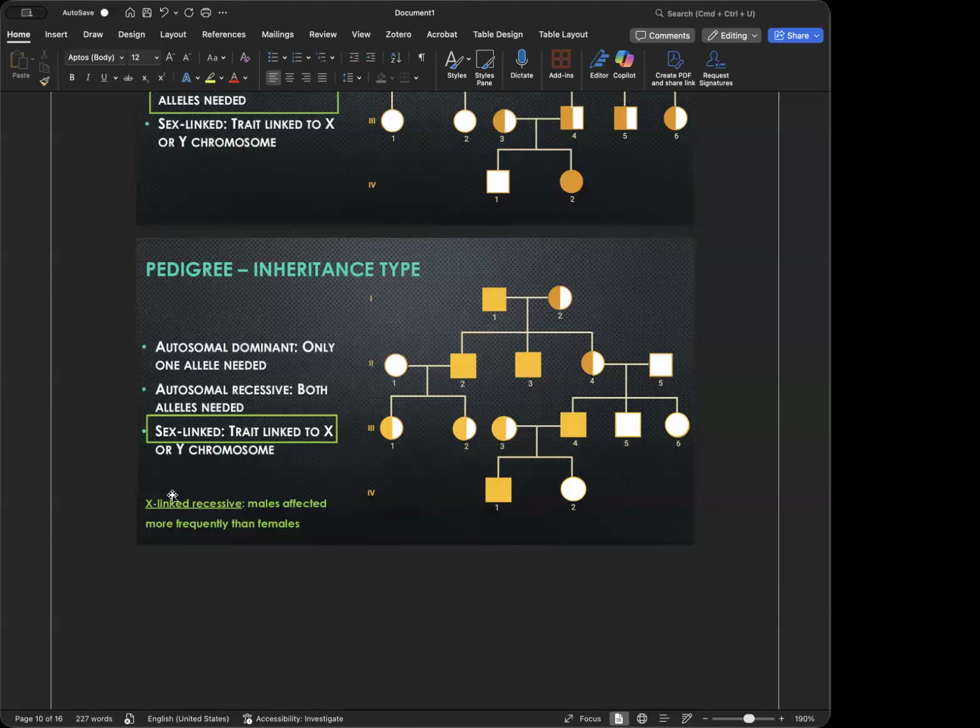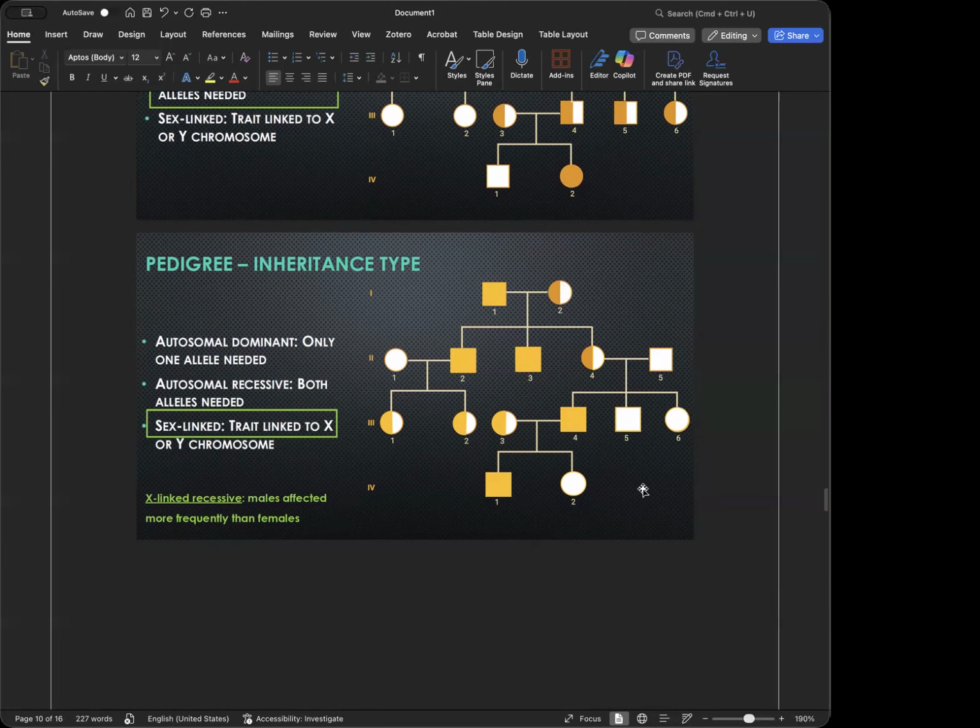And then sex-linked traits are traits that are linked to the sex chromosome, either X or Y. When we're looking at X-linked recessive traits, males are affected more frequently than females. This is because males only carry one X chromosome on their sex chromosomes, whereas females carry two. So it is much more likely that a male will be affected by an X-linked recessive disease because they only have one X. A female could have a non-affected and an affected X, and she would not express that trait.